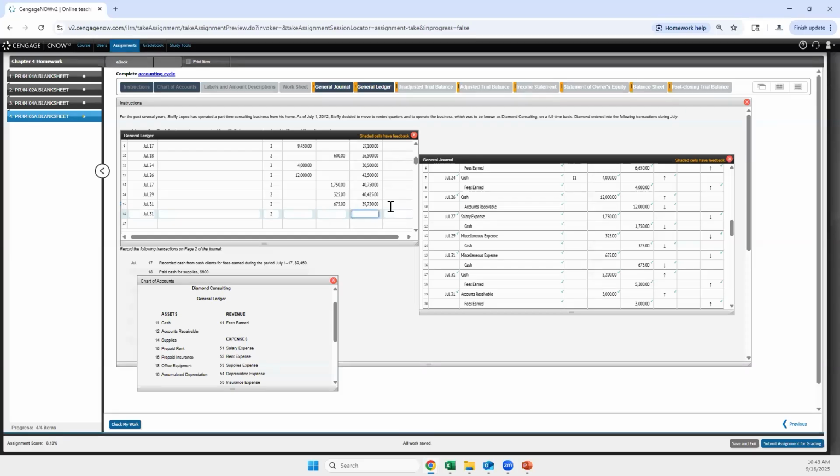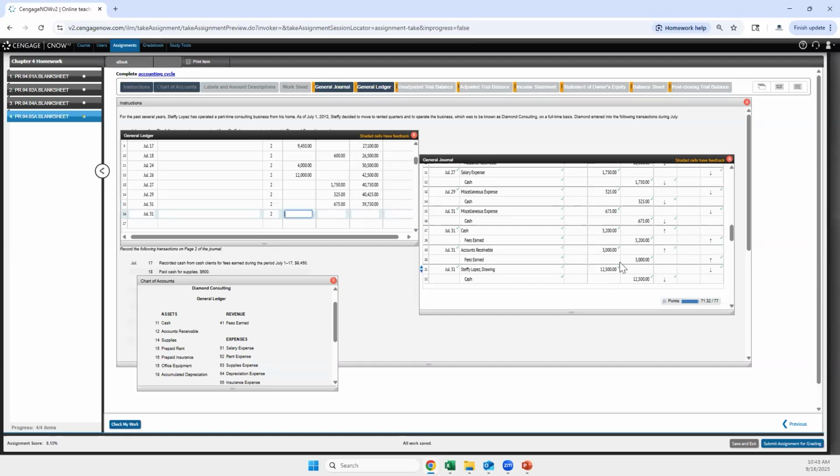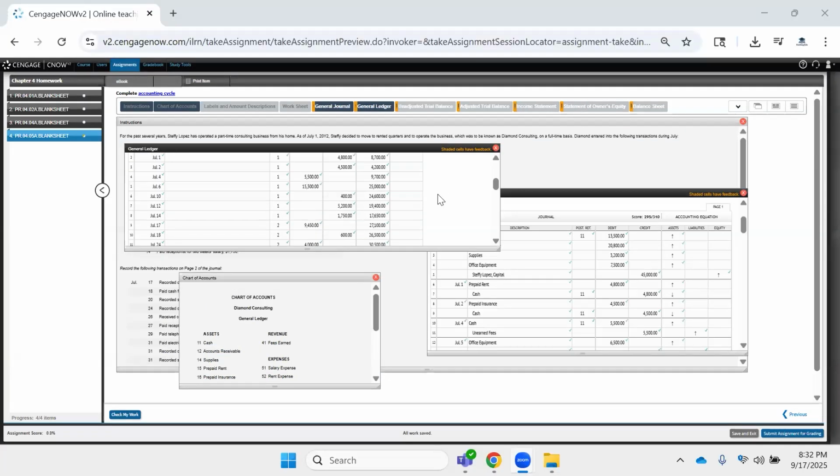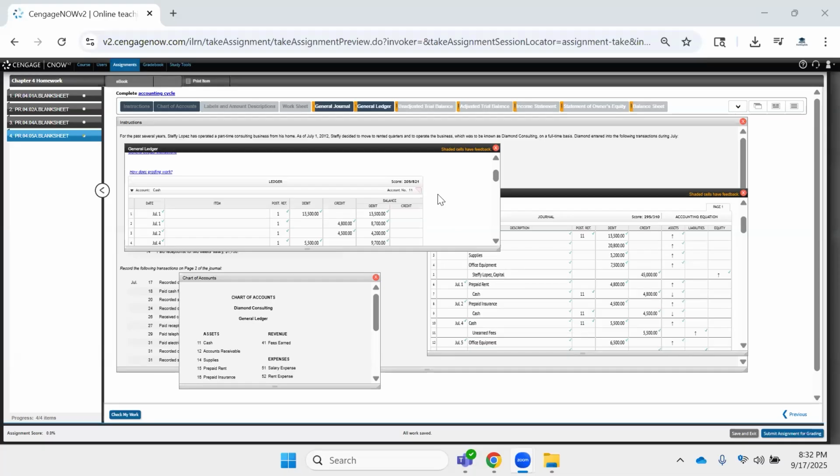July 31st, we had cash received for revenue of 5,200 to put us at 44,950, and then our owner withdrawal of 12,500, putting us at 32,450. As you can see here, we got all of the entries for cash correct.